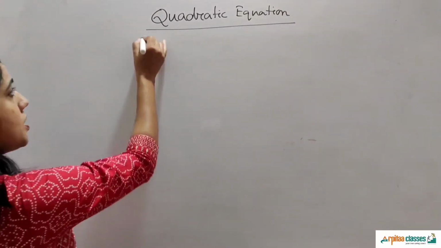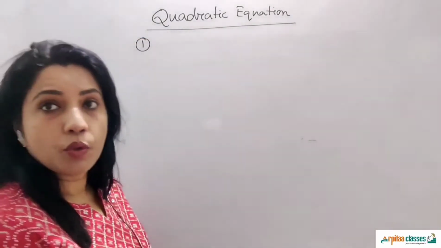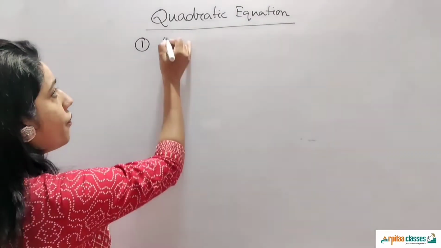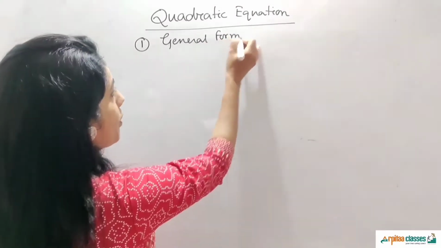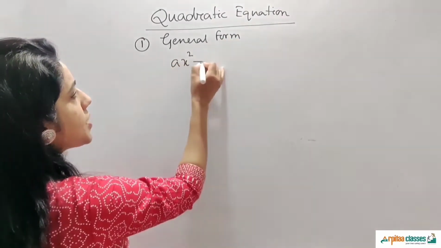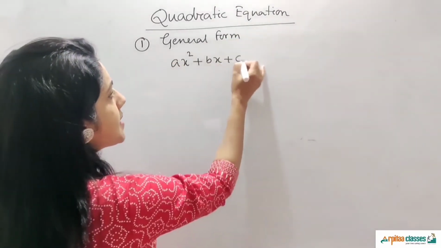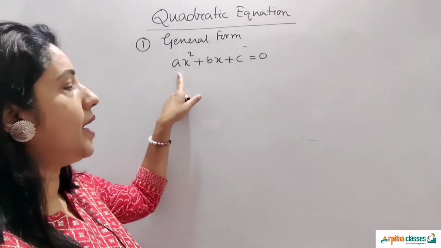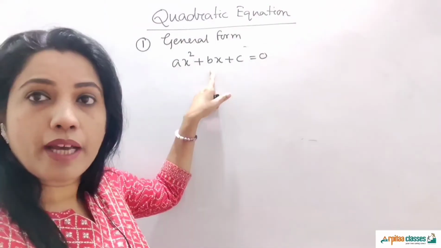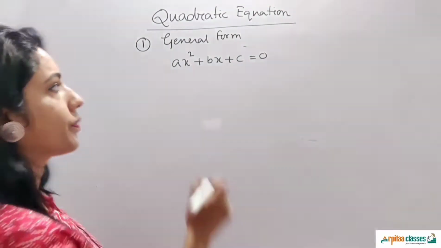The first important point we need to know from this chapter is the general form of the quadratic equation. The general form of the quadratic equation is ax square plus bx plus c equal to 0, where a is the coefficient of x square, b is the coefficient of x and c is the constant term.